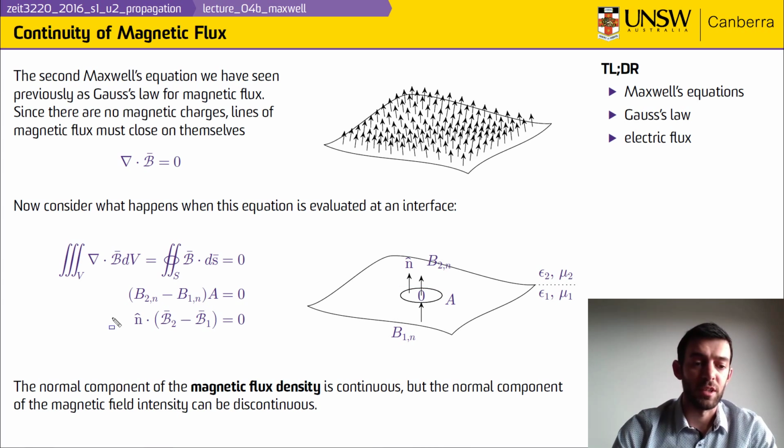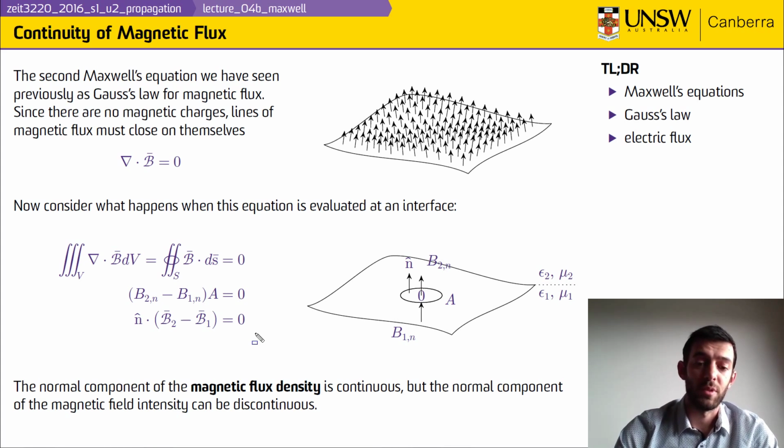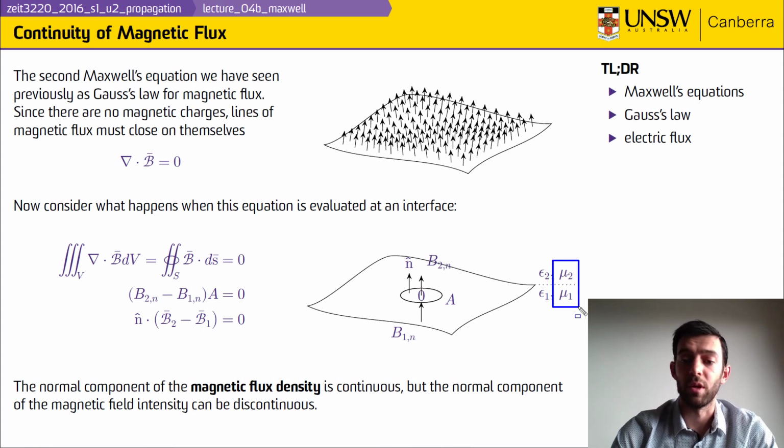And this gives us a boundary condition on the magnetic field, where the dot product of the difference between B2 and B1 has to be 0. And what that means is that the magnetic flux density is continuous, but because we have a potentially different mu above and below the interface, the magnetic field intensity, H, can be discontinuous, but B is always continuous.